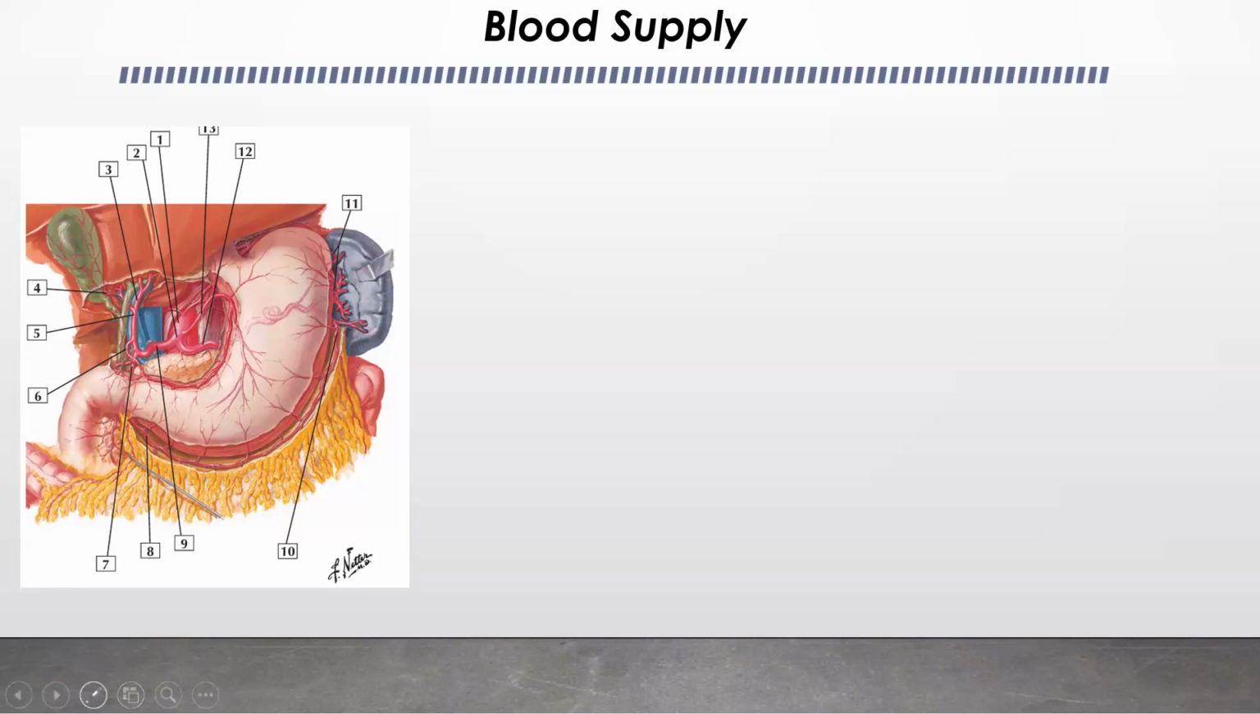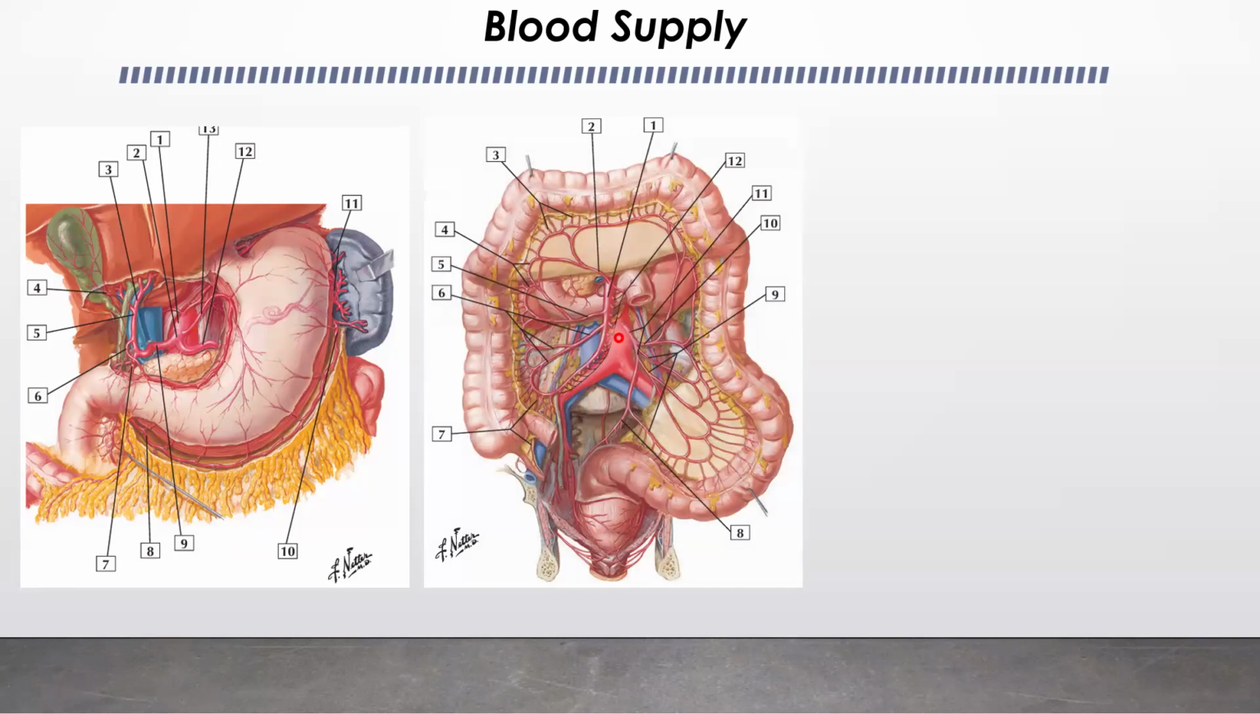Then for our next slide, we are going to talk about both the superior mesenteric and the inferior mesenteric. So the superior mesenteric is here. And actually you can see the superior mesenteric will give us, first of all, the jejunal branches, the ileal branches, and then the ileocolic branch.